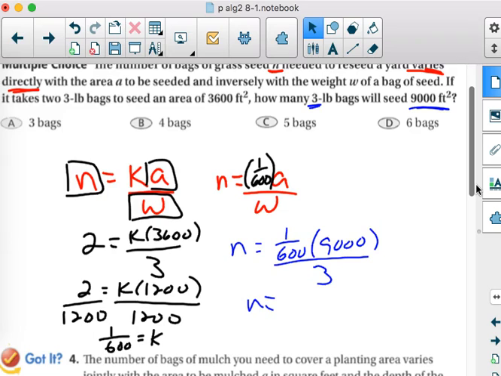So the work on these comes at the beginning. Get yourself a nice formula, set it all up and find K, but in the end, then we're just going to be able to punch stuff in. So 1/600 times 9,000 and divided by 3. They're going to need 5 bags.